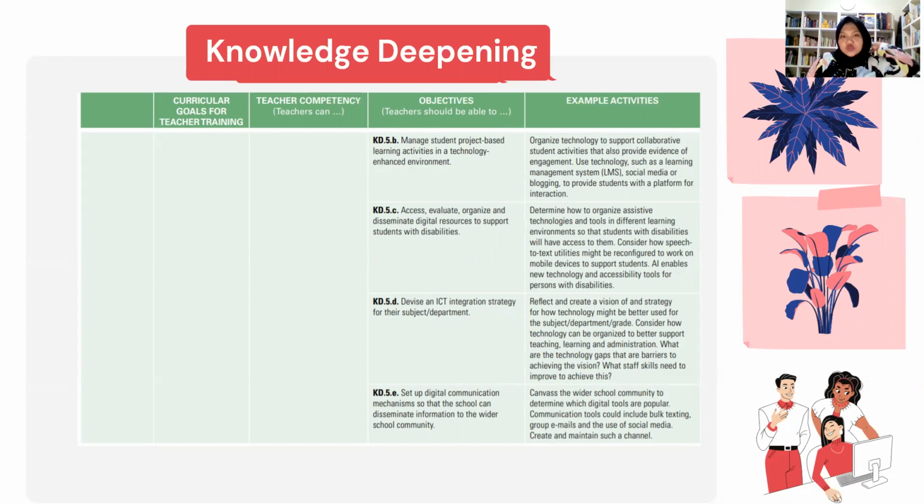Now, we move on to the next objective, which is to set up digital communication mechanisms so that the school can disseminate information to the wider school community. An example activity of this aspect will be to canvass the wider school community to determine which digital tools are popular. Communication tools could include bulk texting, group emails, and the use of social media. It can also be done by creating and maintaining such a channel.